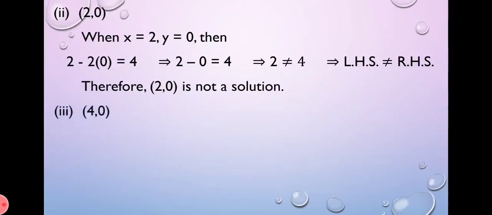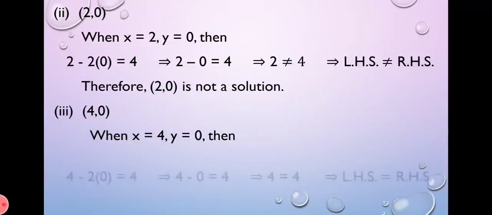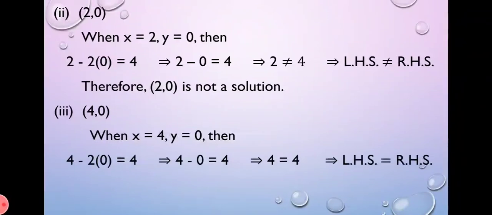Next, number 3, (4, 0). When x equal to 4, y equal to 0, then 4 minus 2 into 0 equal to 4. Solving, we get 4 minus 0 equal to 4, that is 4 equal to 4. Here you can see that left hand side is equal to right hand side, therefore (4, 0) is a solution of the given linear equation.